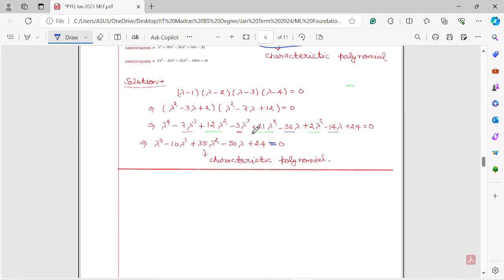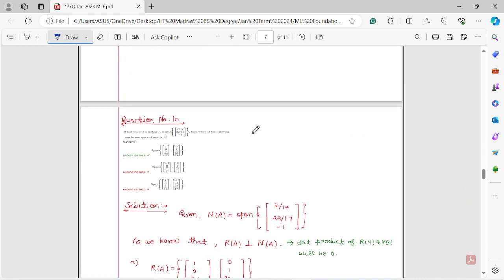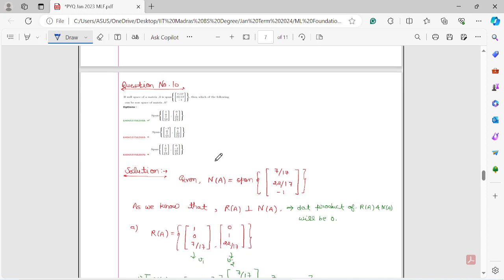Okay, so let us proceed with problem number 10. In problem number 10, if the null space of a matrix A is given by the span of this vector, then which of the following can be the row space of matrix A? So there are options given. We have been given the null space of A, which is the span of this vector.